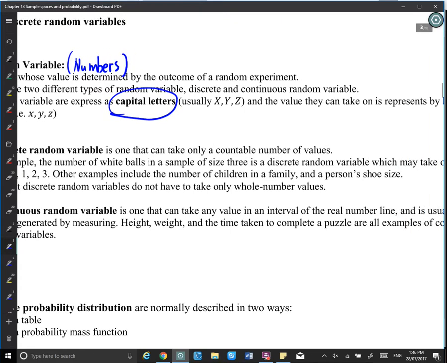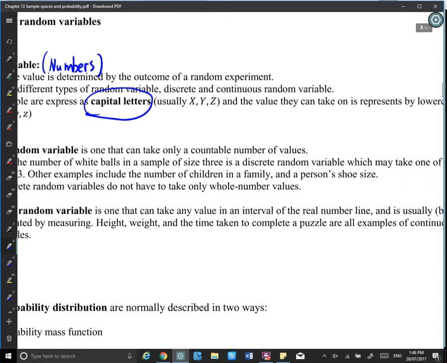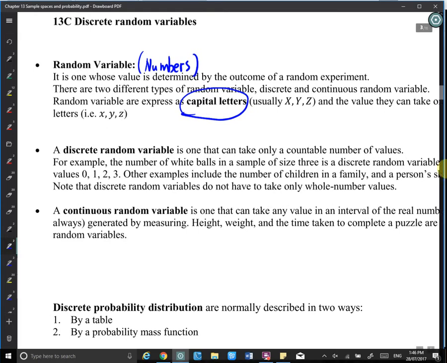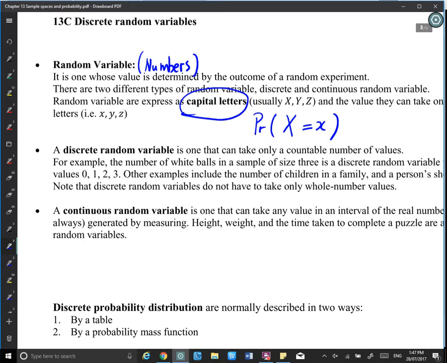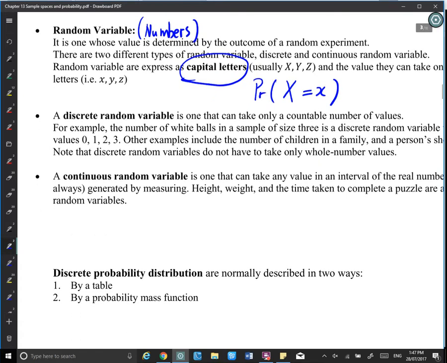And the values they can take will be represented by lowercase. So basically you say the probability capital X equals lowercase x, which means the random variable is X, and the value it takes is lowercase x. Lowercase x means a particular number, like x equals 1, equals 2, equals 3. The capital X is not a fixed value. The x can vary: 0, 1, 2, 3, 4, 5. Okay, it can change. That's the notation.